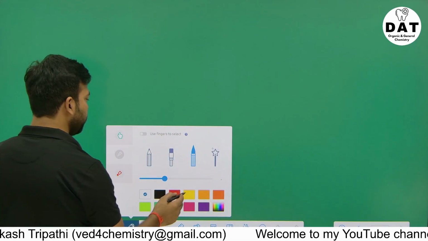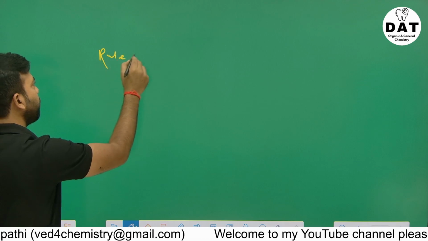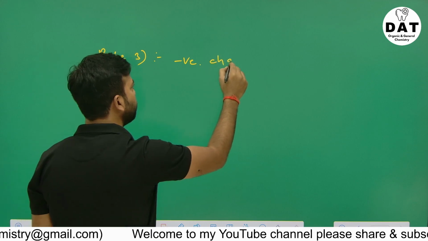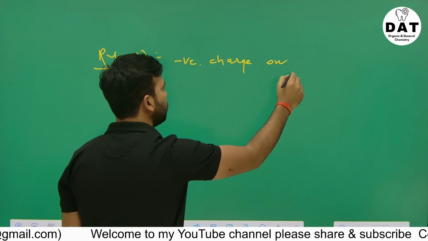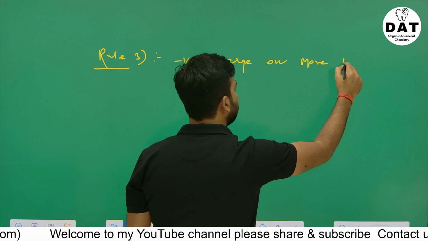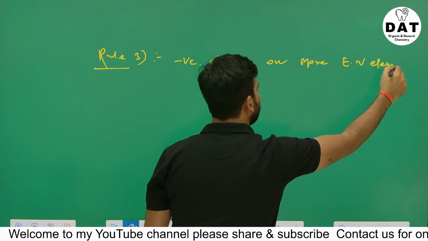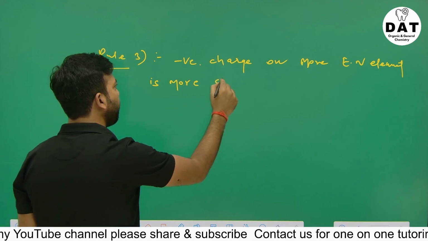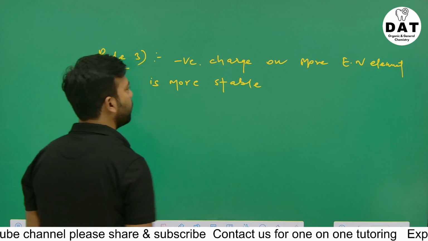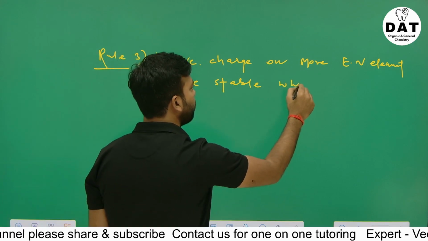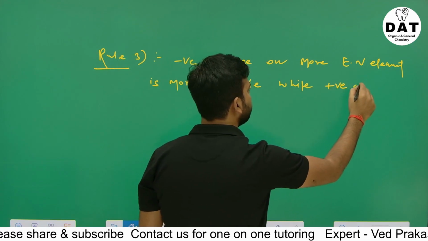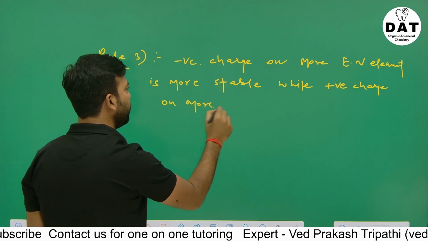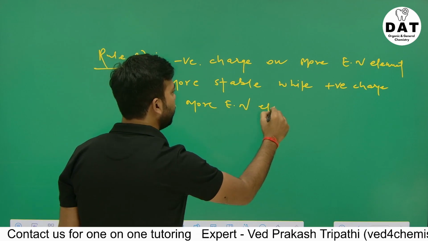Now the next is rule 3. Negative charge on a more electronegative element is more stable. While positive charge on a more electronegative element is highly unstable.